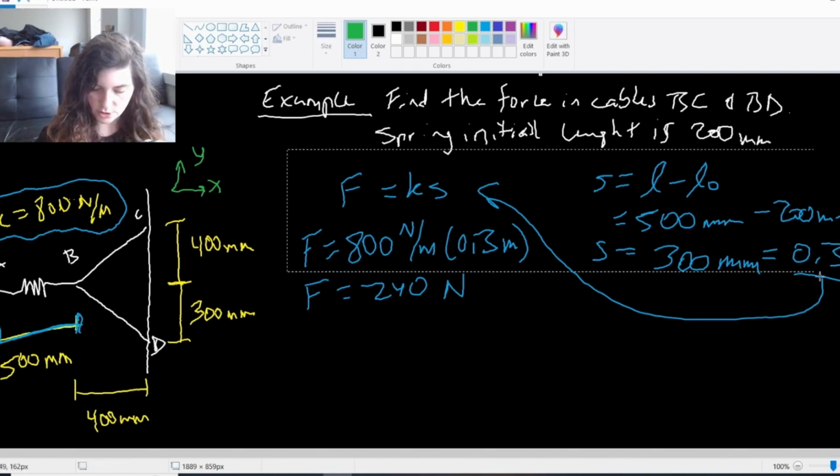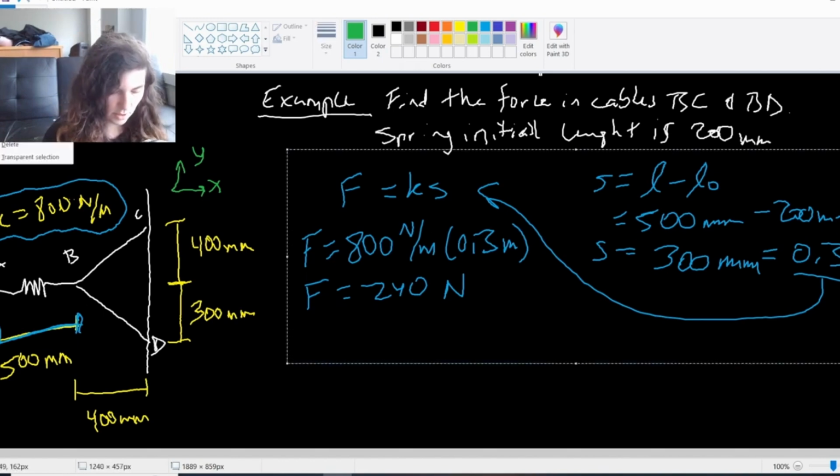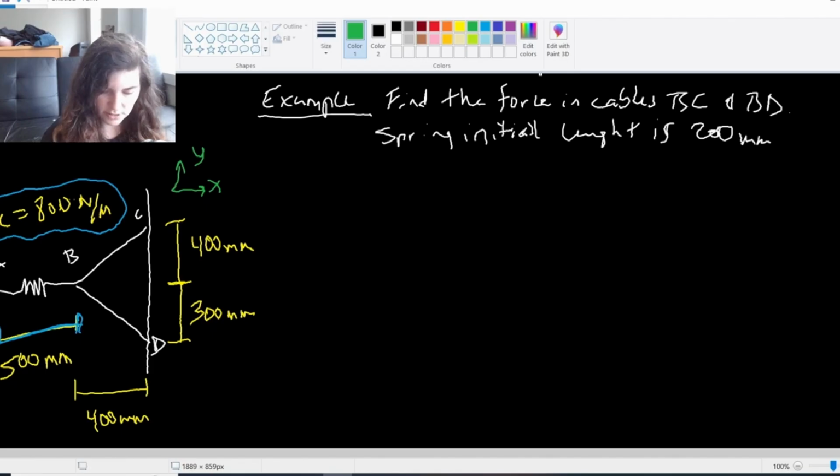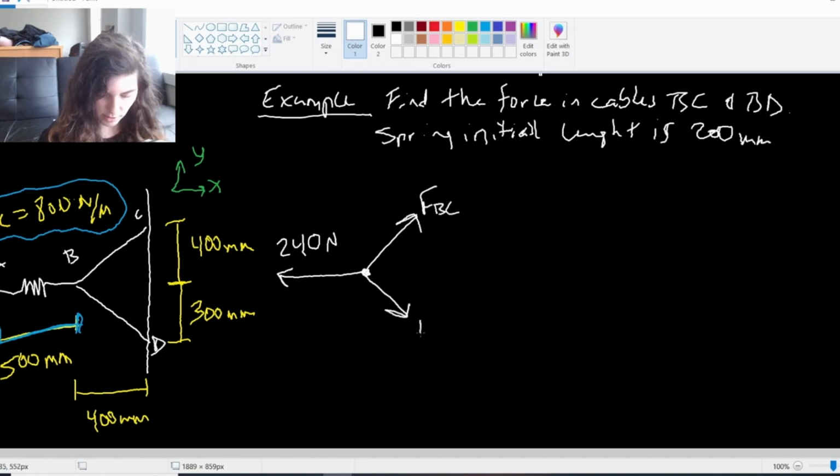My force is that 240. So that's going to be the first thing that I write down before I forget. So I'm doing a free body diagram around point B, because that is what all three of these forces are touching, right? Here I have the spring force, which we just said was 240 newtons. Then I have cable BC, I call it FBC, and cable FBD.